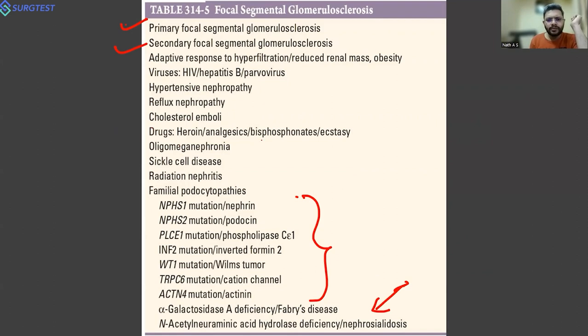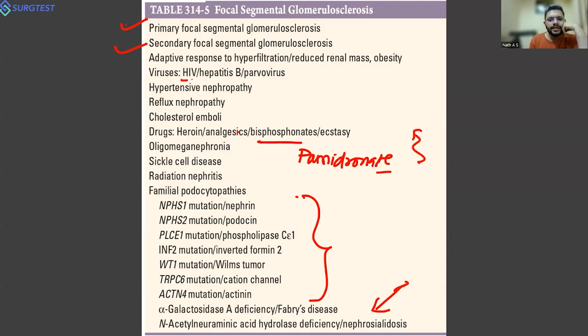Drugs, I want to draw your attention to bisphosphonates mainly, pamidronate. Don't take analgesics too seriously. That's more associated with chronic interstitial nephritis, though it can cause FSGS. But pamidronate, the bisphosphonate, is notoriously associated with this. Your drugs like ecstasy and heroin, those things also.